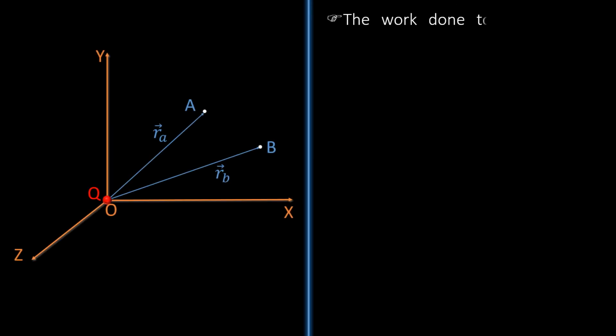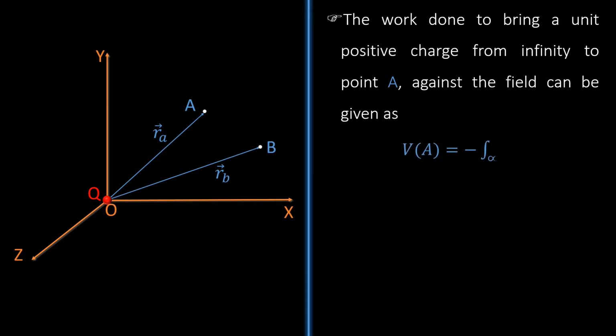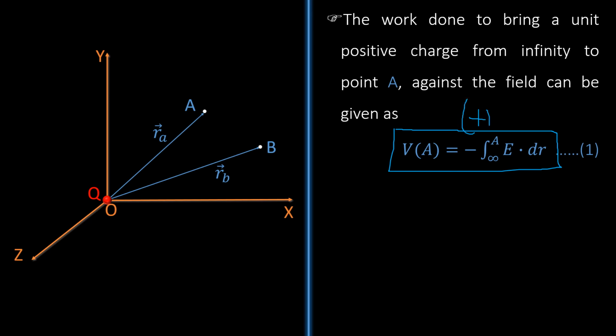So we know that work done to bring unit positive charge from infinity to a point can be given as this. Let it be VA. There is unit positive charge, so we have +1 coulomb here. Okay, and why negative sign? Because we are doing work against the electric field.